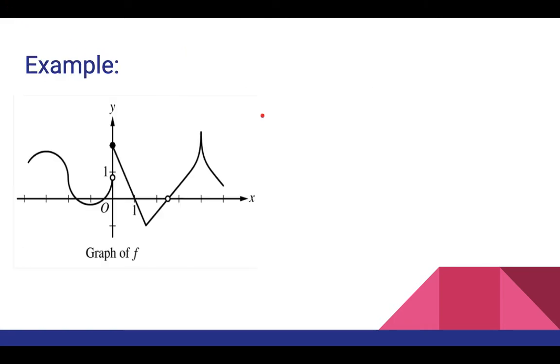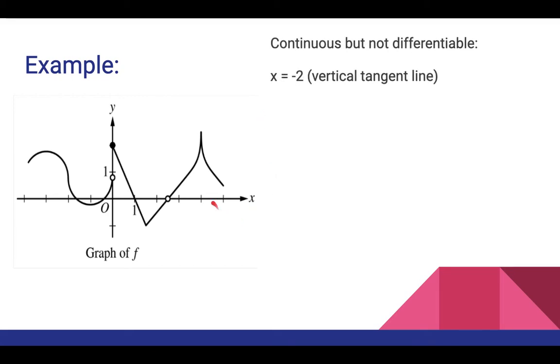As an example, we can see that we're continuous but not differentiable at x equals -2. If we approach x equals -2, we're going to see we get a vertical tangent line, which we can't measure, so we're not differentiable at x equals -2, but we are continuous because the limit of our function does exist. We approach the same y value, and we have our function value actually existing at that point.